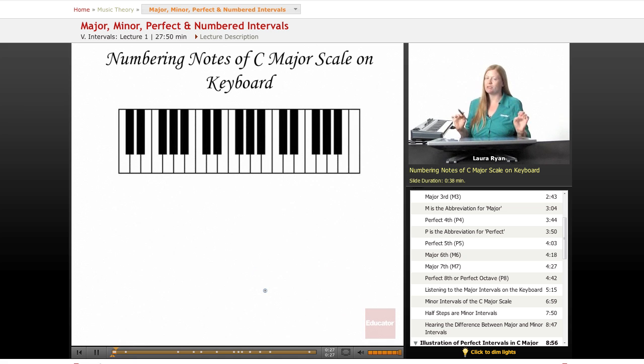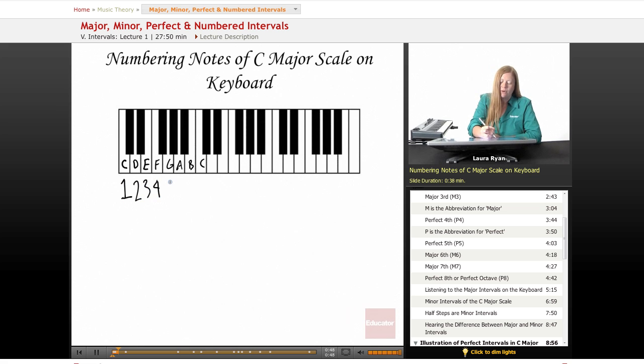We just learned about the C major scale. Let's first fill in the notes of the keys. The first note is C, D, E, F, G, A, B, C. We call the first note 1. So from the first note, it goes 1, 2, 3, 4, 5, 6, 7, 8. So the C major scale has the first scale degree, second scale degree, third, fourth, fifth, sixth, seventh, and eighth.